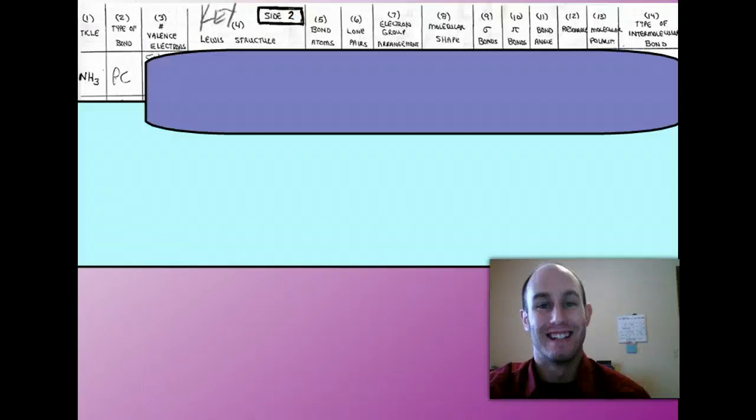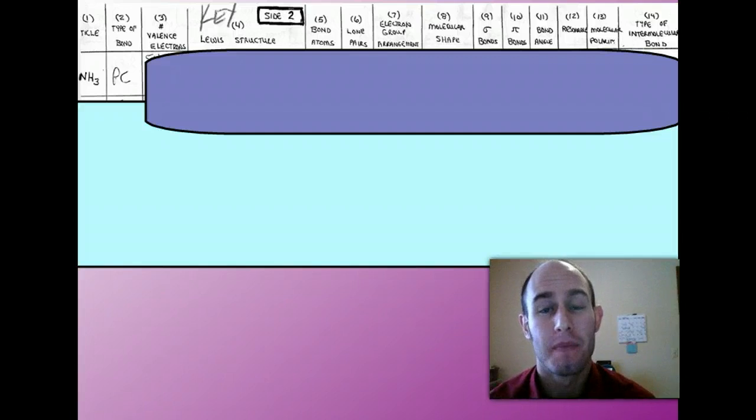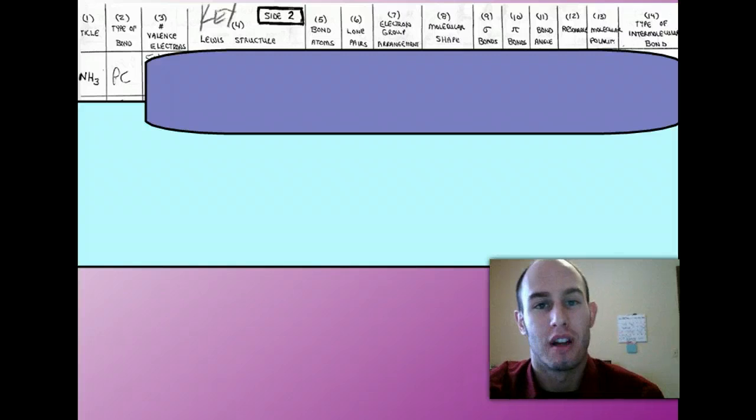So now that we have the definition of what a sigma and a pi bond is, as well as the different molecular geometries that can occur for our molecules, let's look at an example. These can be found on the big grid sheet that we are using to practice our molecular geometries. This is side 2, and this is the key. And we have a molecule here, NH3.